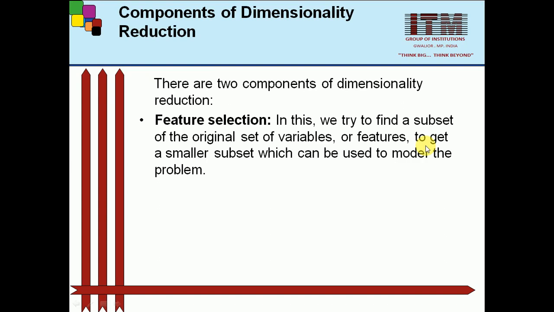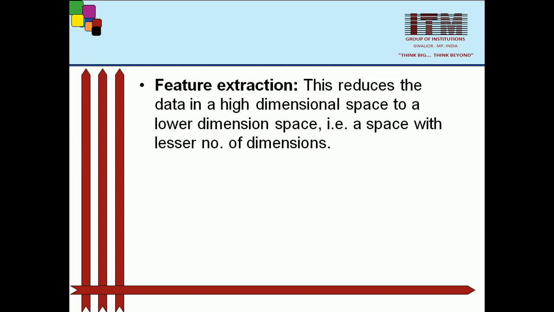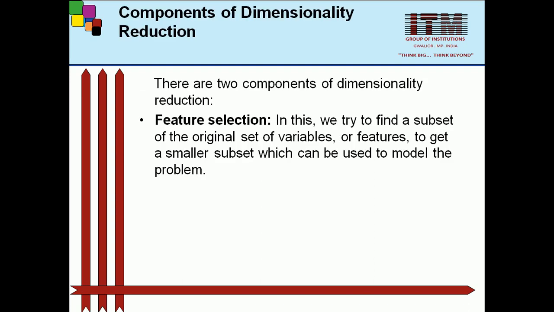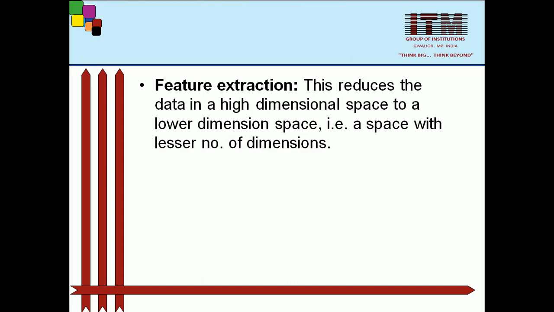Components of dimensionality reduction. There are two components of dimensionality reduction: feature selection and feature extraction. In feature selection, we try to find a subset of the original set of variables or features to get a smaller subset which can be used to model the problem. Then there is feature extraction. This reduces the data in a high dimensional space to a lower dimension space, that is, a space with a lesser number of dimensions.